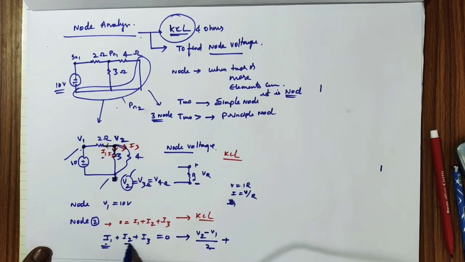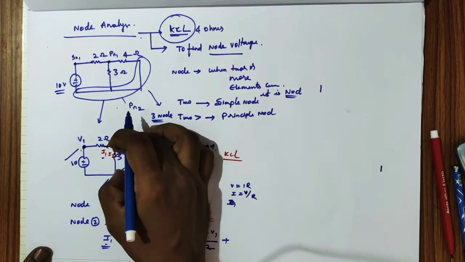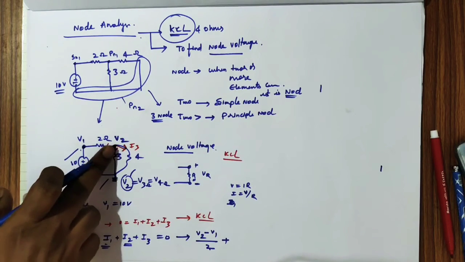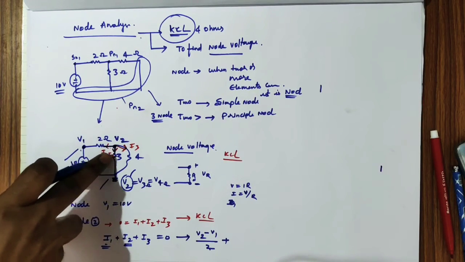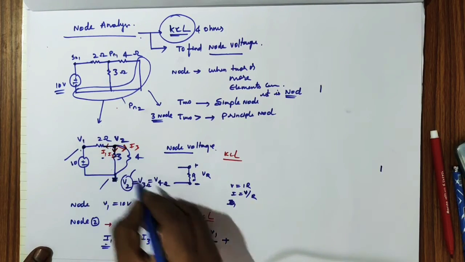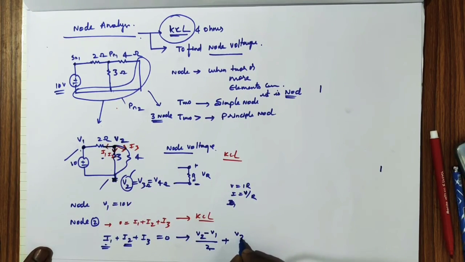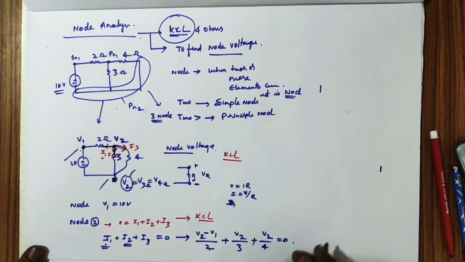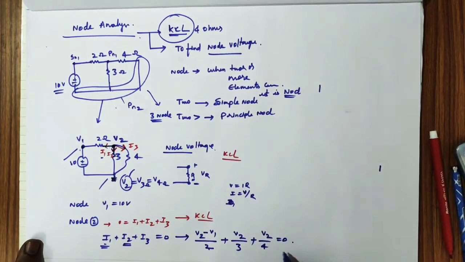We got I1. What is I2? What is the voltage across 3 ohms? Through the 3 ohms, I2 is flowing. Therefore, in terms of Ohm's law, I2 is V2 by 3, plus current I3 is V2 by 4, equal to 0.